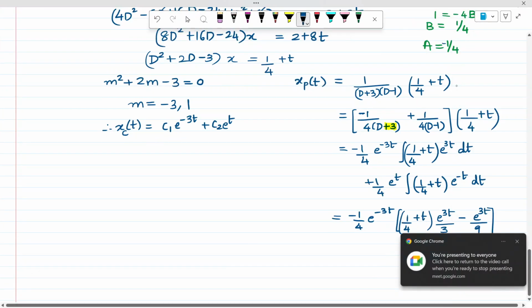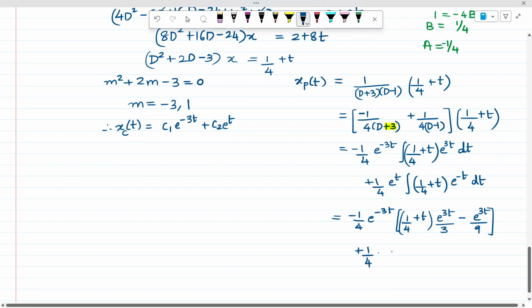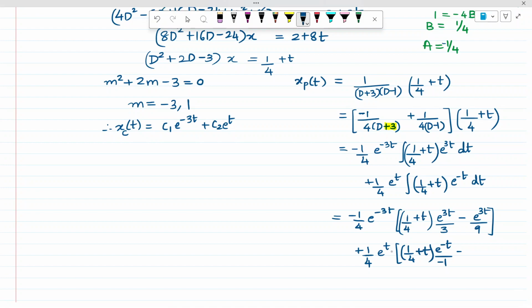Yeah. This was the integral of the first part. The second part now: plus 1 upon 4 e raised to t. Again, in the integration, the first part remains the same. The integral of e raised to minus t is e raised to minus t divided by minus 1. Minus the derivative of the first part, which is again 1, and e raised to minus t divided by minus 1 square.